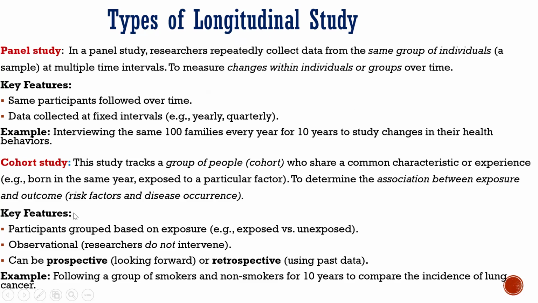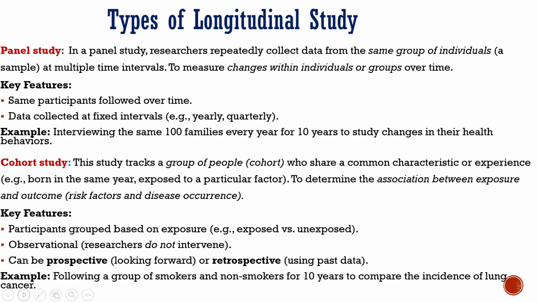What are the key features or key characteristics of this cohort study? Number one, participants are grouped based on exposure, that is exposed versus unexposed, and it is an observational type of study in which researchers do not intervene. It can be prospective, that is looking forward, or retrospective, using past data. Example: following a group of smokers and non-smokers for 20 years to compare the incidence of lung cancer.